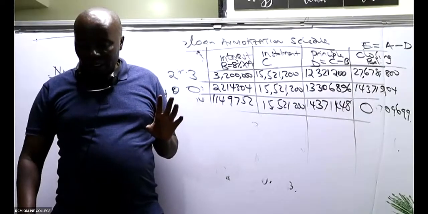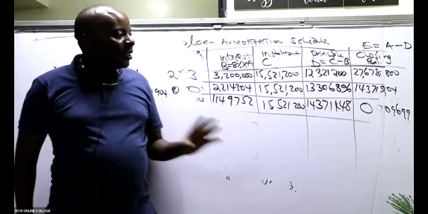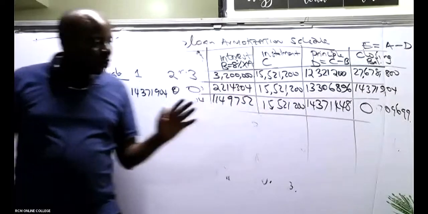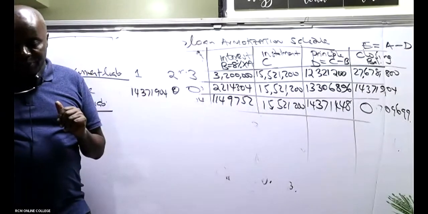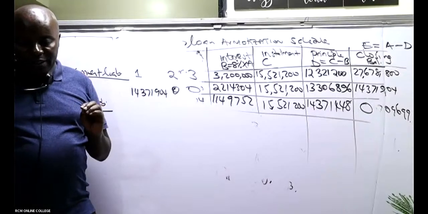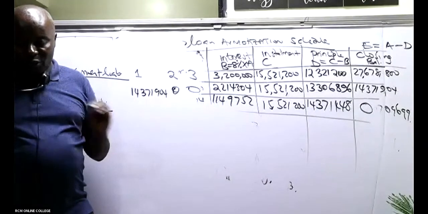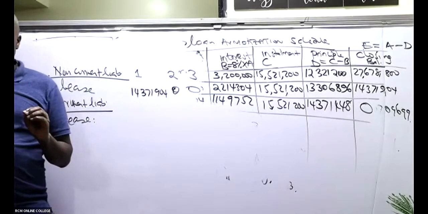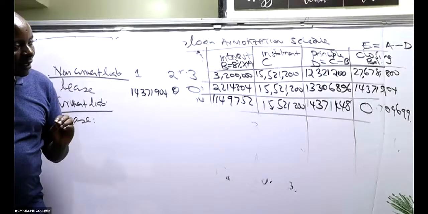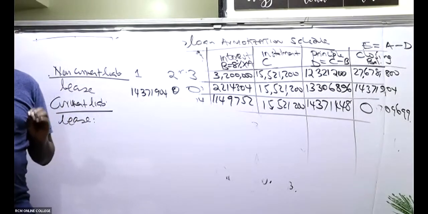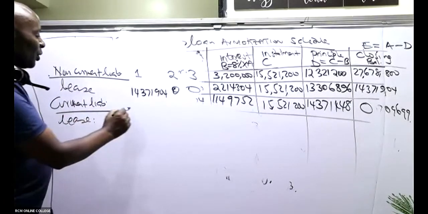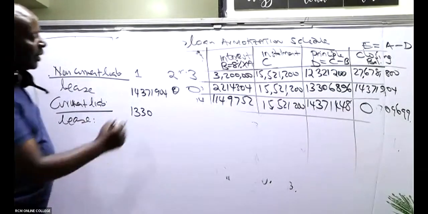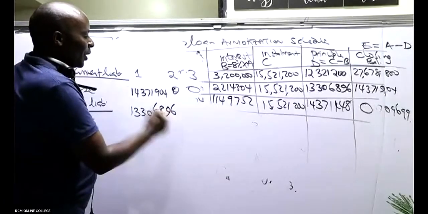Please don't freeze up. Say 27,678,800 minus 14,371,904. How much are we getting there, somebody? Yeah, 13,306,896. So we have here 13,306,896.